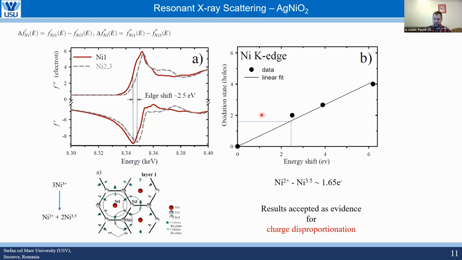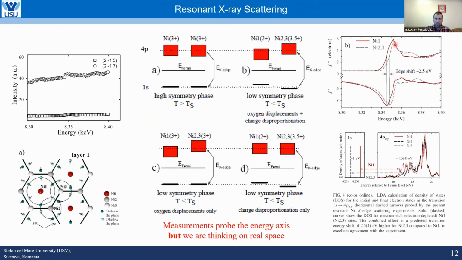Now, just to give you a quick idea of how to interpret this shift, think that in the high temperature phase, all the nickels are the same. So if I take two nickels from the high temperature phase, they are equivalent. The 1s has the same energy position and the 4p have the same energy position, then the edge or the transition is the same for both of them. If it's the same for both of them, I have no intensity, it is 0.